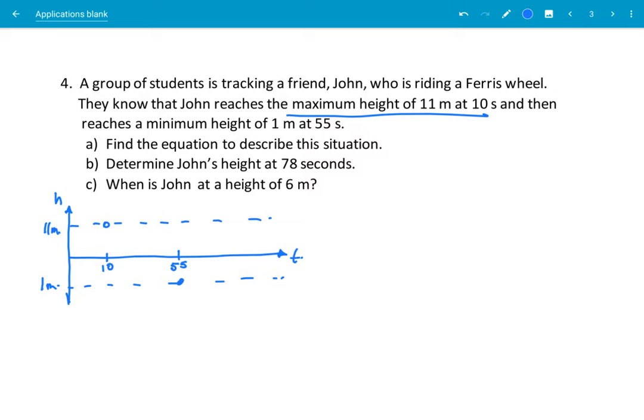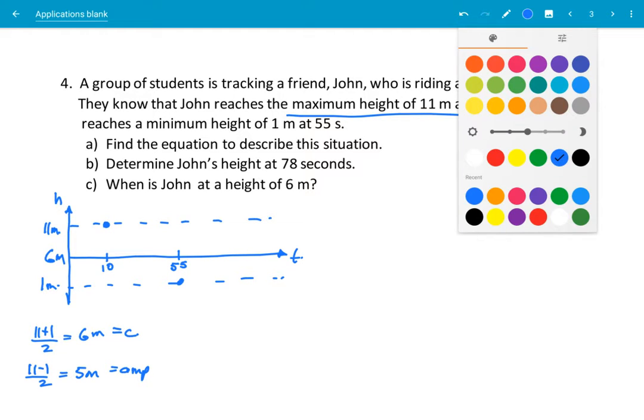That means we can get the center line, we can get the amplitude. 11 plus 1 divided by 2 is 6 meters. So that's the C value, the center line. The amplitude, 11 minus 1 divided by 2, is 5 meters. That's the amplitude. Okay. Now, what we need to do is get a phase shift and a period.